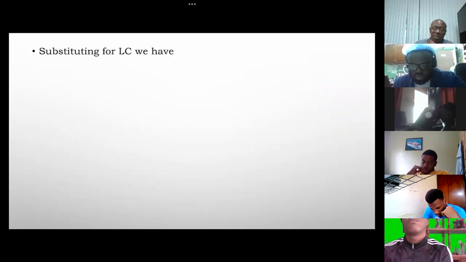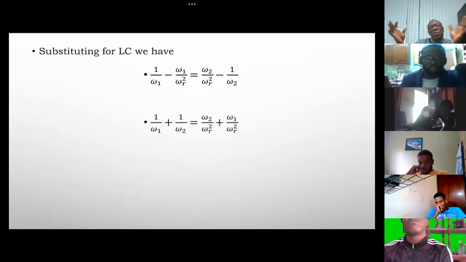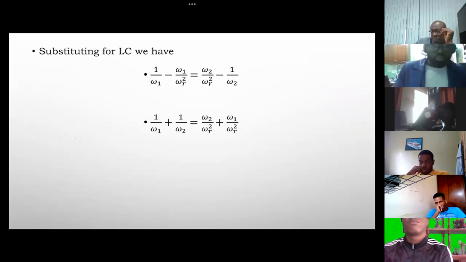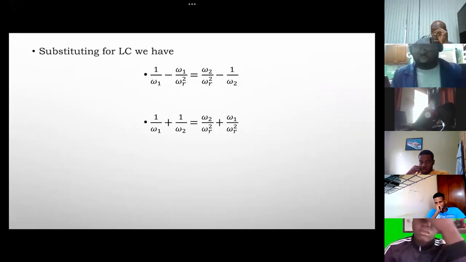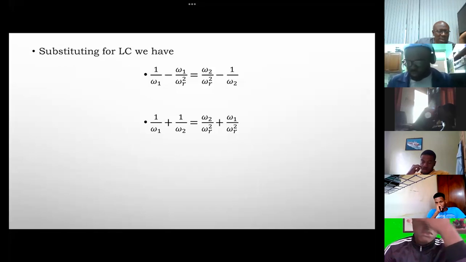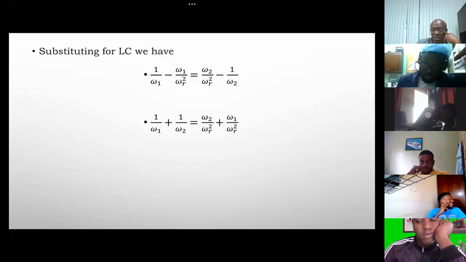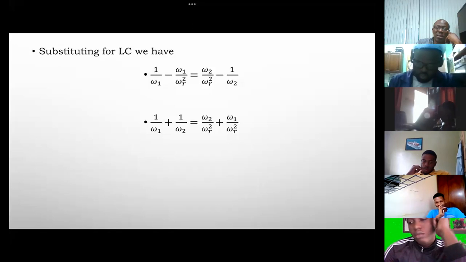All right, so making that substitution for LC, LC being 1 over omega R squared, we get that. I just separate those reciprocals from the other stuff. On the left-hand side, if I'm adding 1 over omega 1 plus 1 over omega 2, we're adding fractions. That would be omega 2 plus omega 1 over omega 1 times omega 2. Nothing fancy about that. And on the right-hand side, yes, I got omega 1 plus omega 2 over omega R squared. Again, nothing fancy about that.